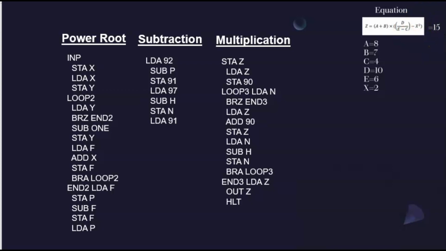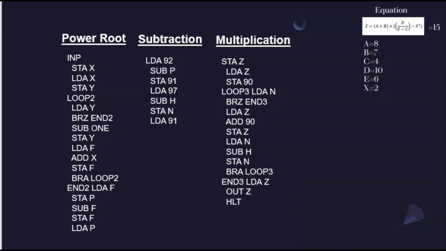For the x square, the value x will be loaded, which is 2, and multiplied with the value of x, because this is the power of 2. So we just multiply with x again to get the answer for the square root. Then the answer will be stored at the p. Then for the next we do the subtraction.